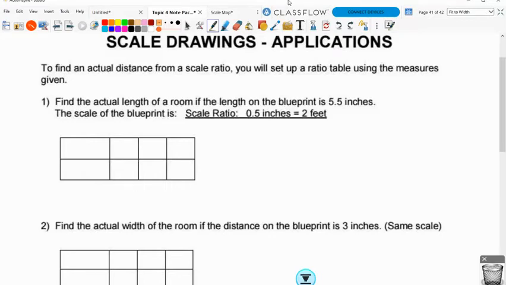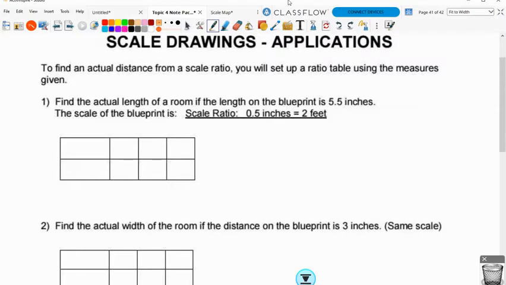In our lesson today, we're going to learn how to calculate actual distances from a scale ratio. When you're working with a scale drawing, like a blueprint or a map, some sort of a scale is given so that you would be able to figure out the actual length or the actual distance of something. Okay, and so that's what we're going to practice here today.